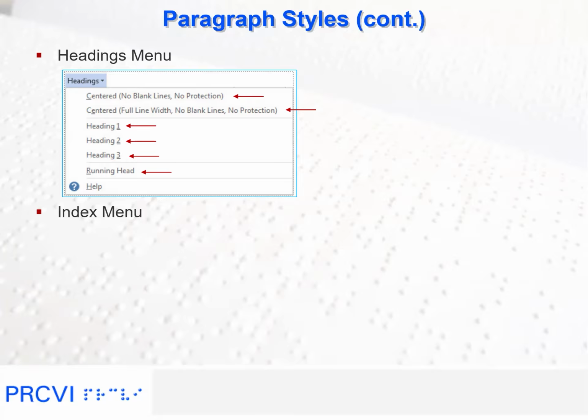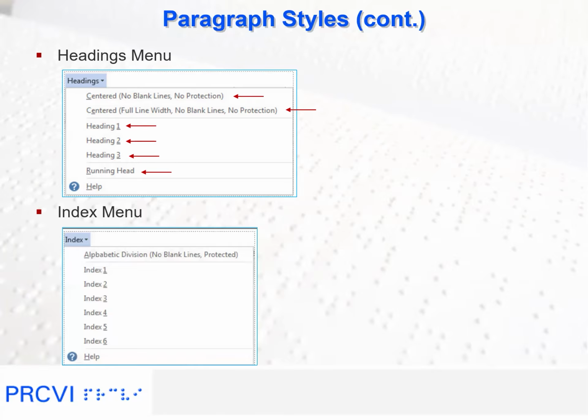Index menu. Alphabetic division style will keep at least one line of text with the alphabetic division at the bottom of a braille page. Index 1 to Index 6 style will create the nested list format, and Duxbury will automatically adjust the runover. List menu has List 1 to List 6 style, which will create the nested list format, and Duxbury automatically adjusts the runover.